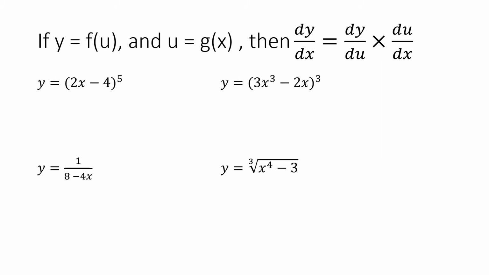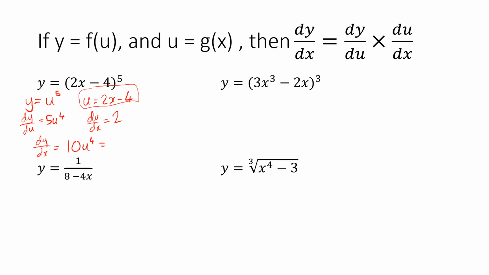Okay, so let's have a look at these. You've always got to say what y is. So y is u to the power of 5. u is 2x minus 4. Differentiate them both. So dy/du is 5u to the 4. du/dx is just 2. Multiply them together. We get our dy/dx then is 10u to the 4. And then substitute back in our u that we found, so 10 lots of (2x minus 4) to the power of 4.